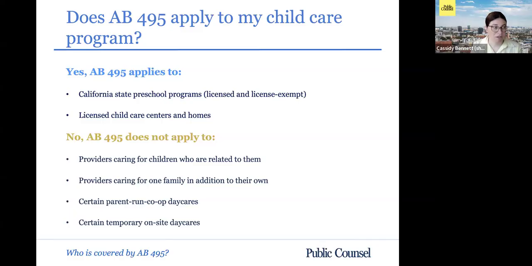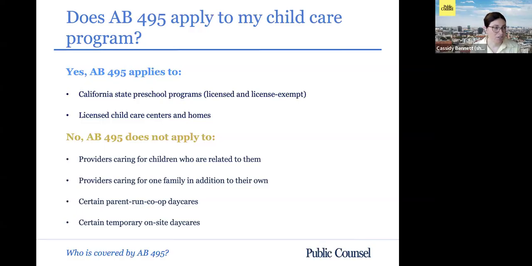So who must follow? California state preschool programs, both licensed and license exempt, must adopt policies by July 1st, 2026. A license exempt California state preschool program facility refers to the California State Preschool Program classroom operated by LEAs under contract with the California Department of Education that meet additional operating requirements in a school building that meet specified conditions. So that's one of the programs that's covered.